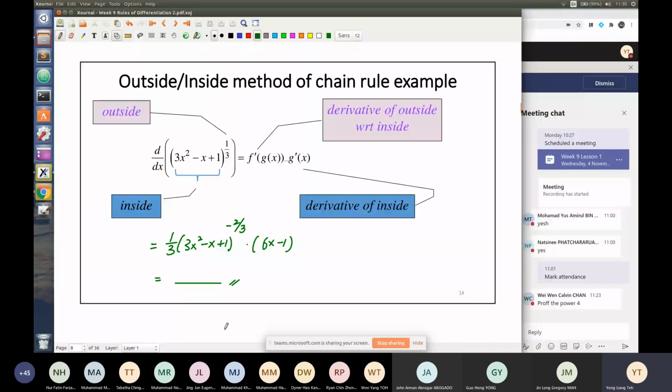Of course, alternatively, you can write what is your outside function, your f of x. If you want to do the individual function method, you can observe that f of x is actually x to the power 1/3, and g of x is actually 3x squared minus x plus 1. Therefore you differentiate with respect to x for f, and for g, then write down your f prime of g, with this x replaced as g, and multiply the two differentiations together. You will still get the same answer.